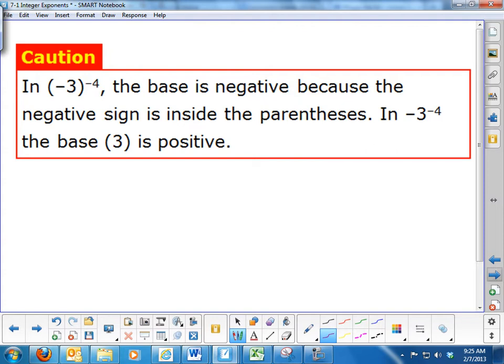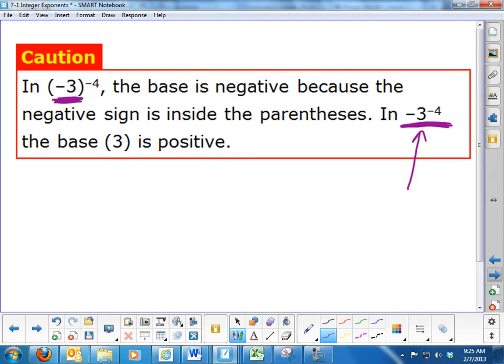Caution, this you're going to want to write down. There's a big difference here between negative 3 in parentheses being raised to the negative fourth, and this one right here, where the negative 3 is not in parentheses. I have the opposite of 3 to the negative fourth. Notice that the base 3 is positive in this example, okay? It's negative in this example because the negative is included in the parentheses here.